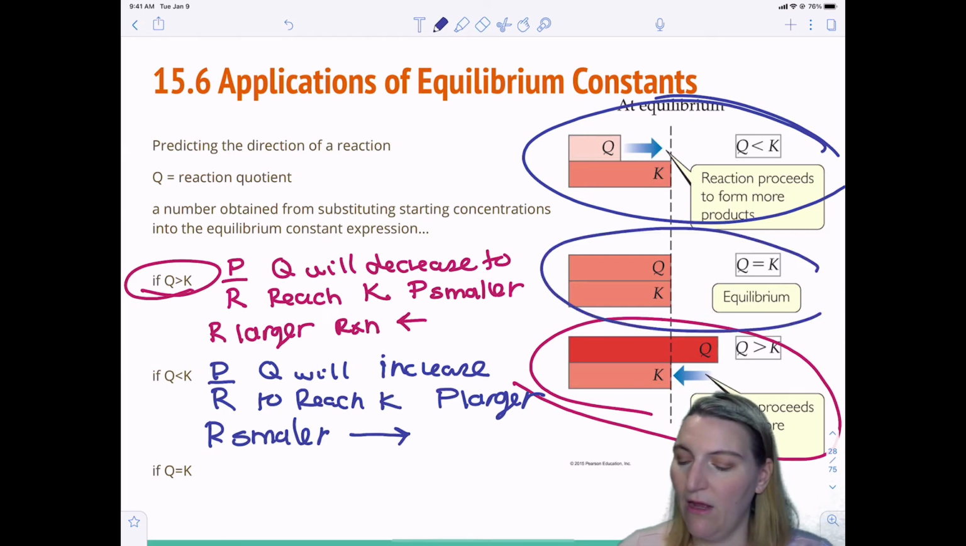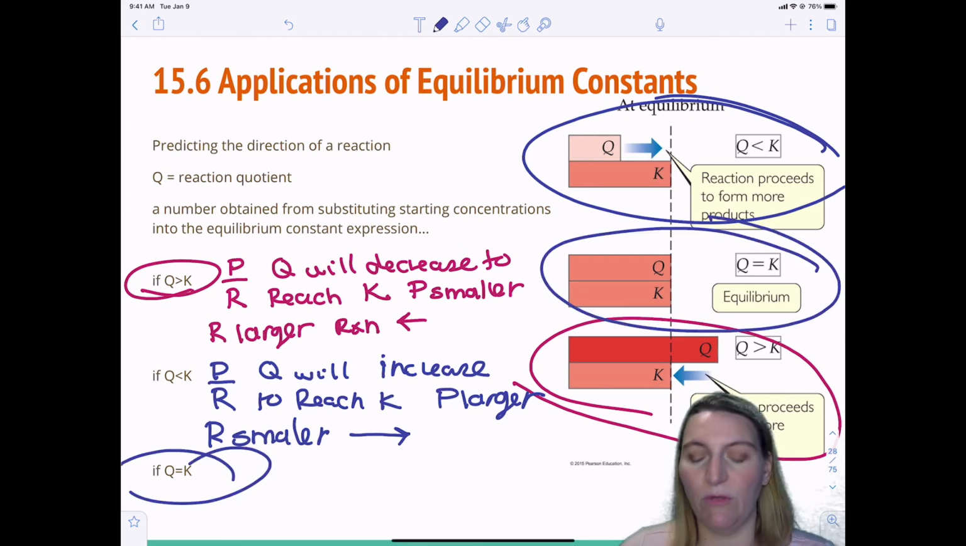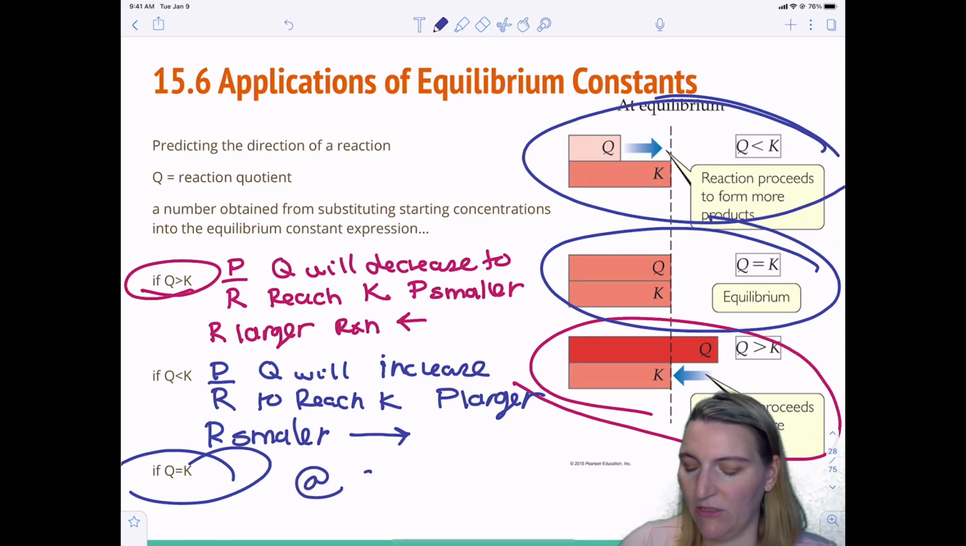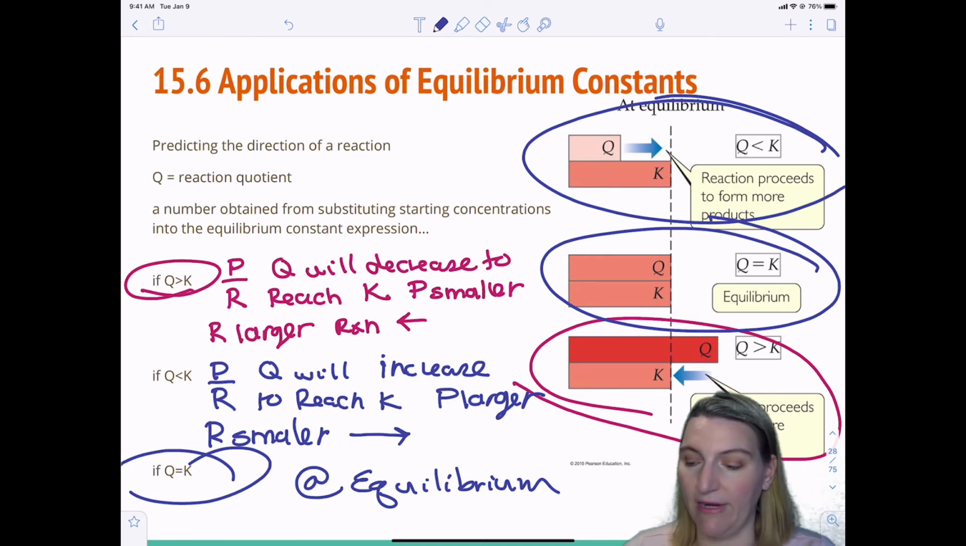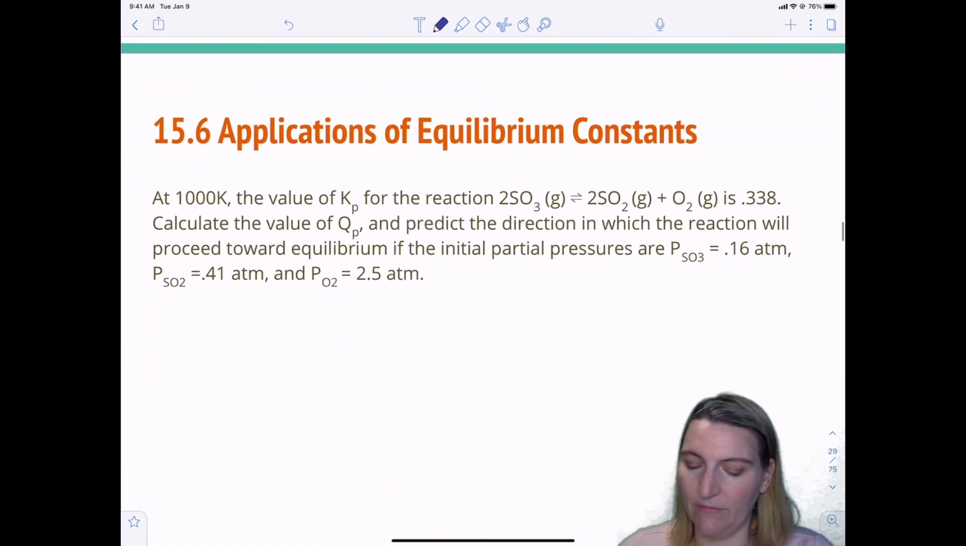And then, of course, the third scenario is when Q is equal to K, and that would mean it's already at equilibrium. The reactants and products, those reactions will proceed at equal rates, because that's what equilibrium is. So this is a very common question: which way will the reaction proceed? They'll give you some starting information and they'll give you K.